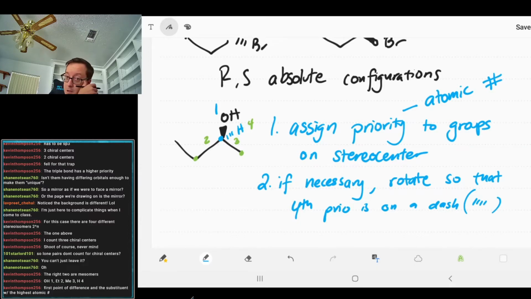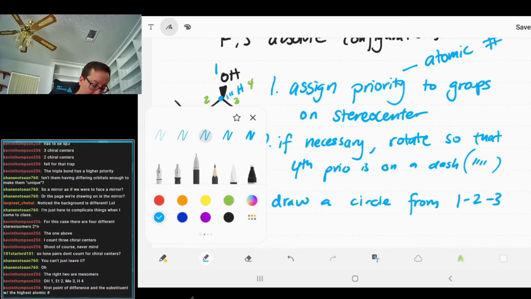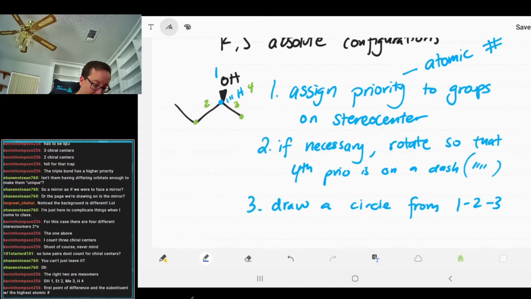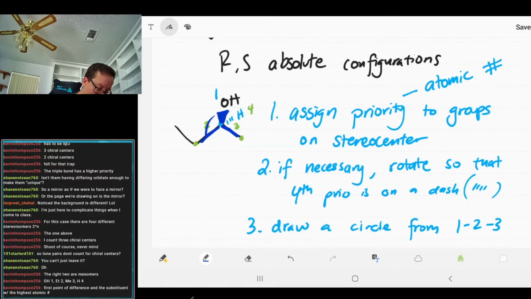And now we want to look at the circle in the order of 1, 2, 3. And so if I were to draw that circle on this molecule, this is our first priority group. That circle goes this way, right? If we're drawing from 1 to 2 to 3, that circle is going counterclockwise.